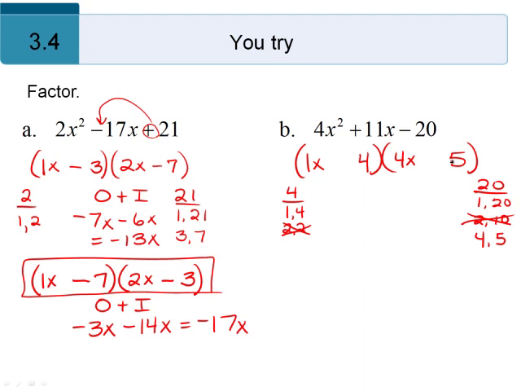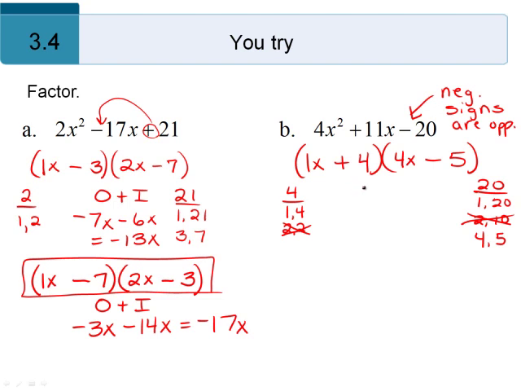Now, here's the tricky part. The last term is negative. So what that means is that the signs in your parentheses have to be opposites. So if the last term is negative, the signs are opposites of each other. So I'm just going to try a plus and a minus, okay? You could put the minus first and then the plus. I put the plus first because I'm a very positive person.